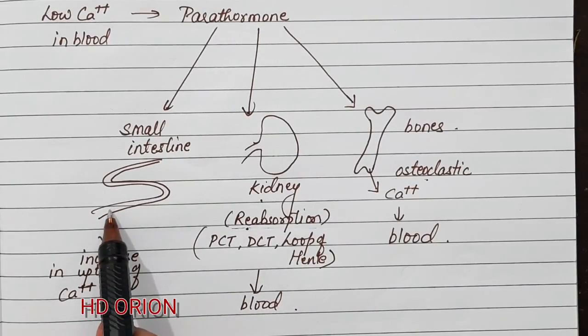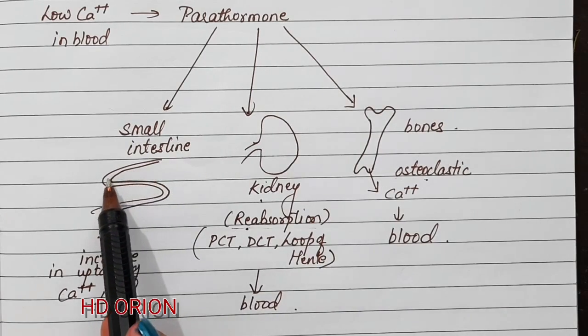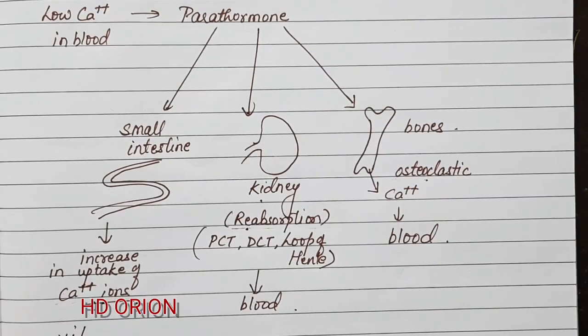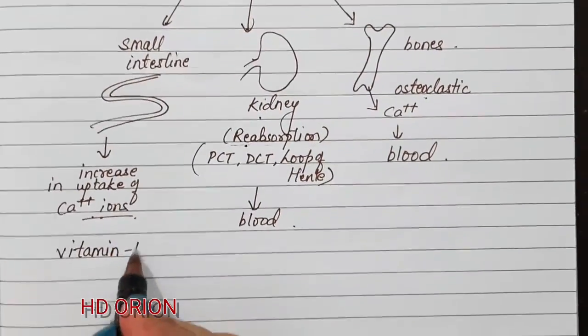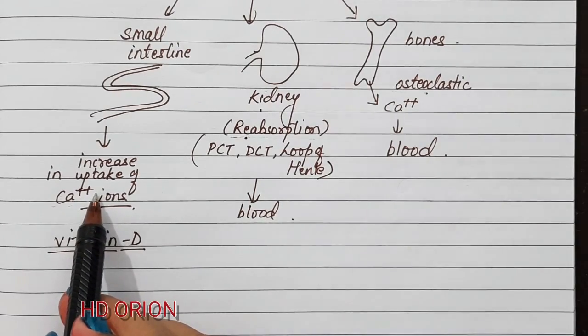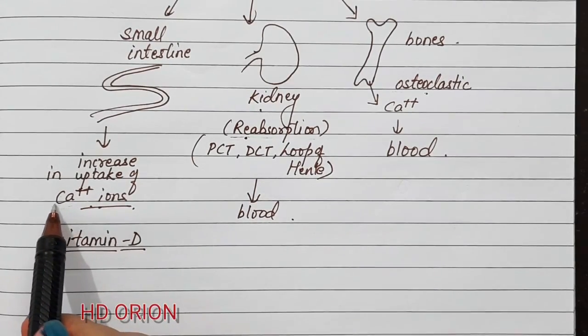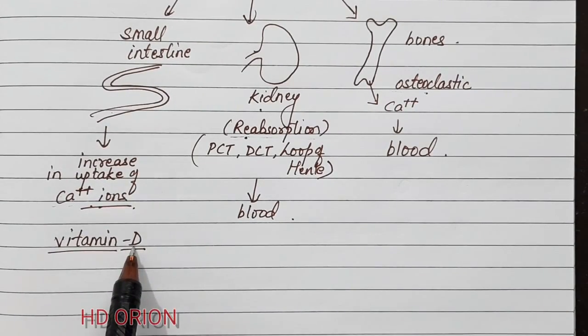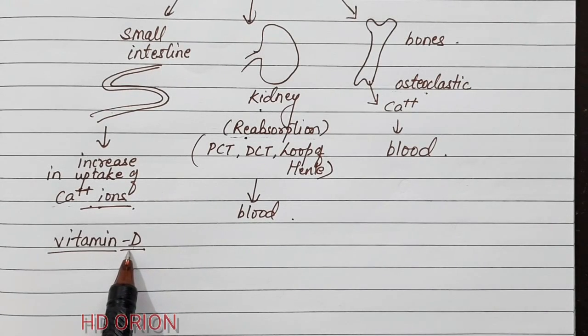So when you have eaten something related to milk or milk products or egg which is rich in calcium, when it is moving through the small intestine, the increase in uptake of calcium ions takes place. Now this is dependent on vitamin D. If there is lack of vitamin D, this increase in uptake of calcium ions won't be possible. So for the absorption of calcium ions from the small intestine, it is necessary that the body has vitamin D, that is calciferol, and this vitamin D is actually obtained in the presence of sunlight.